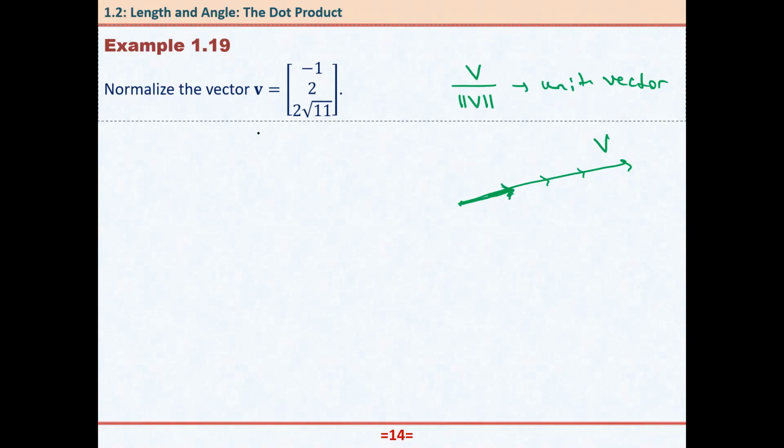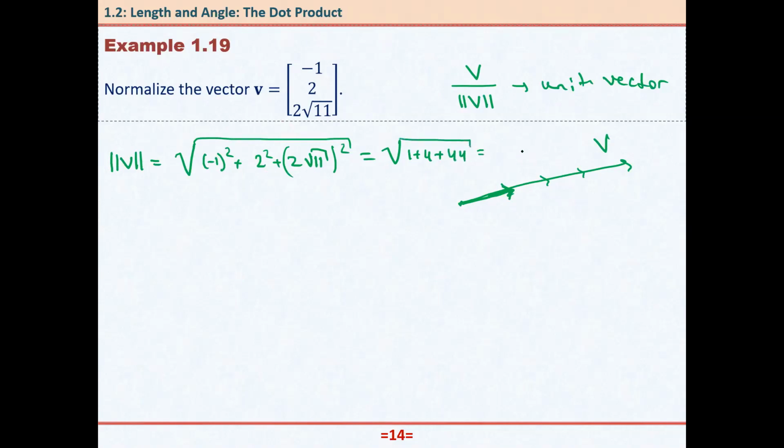So to normalize this vector, first we need to find its norm. The norm of this vector, that is the length, is equal to the square root of (-1) squared plus 2 squared plus (2 times square root of 11) squared, which is equal to the square root of 1 plus 4 plus 4 times 11, that is 44, which is 49, and that's equal to 7. That is the first step. And how about the second step?